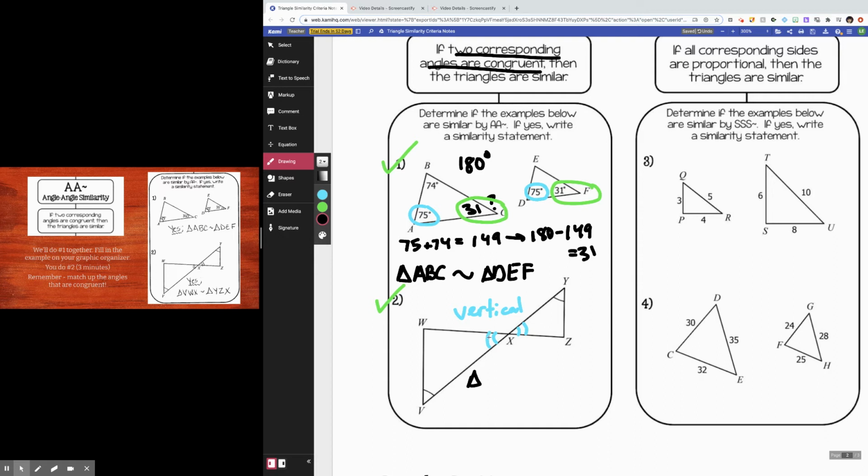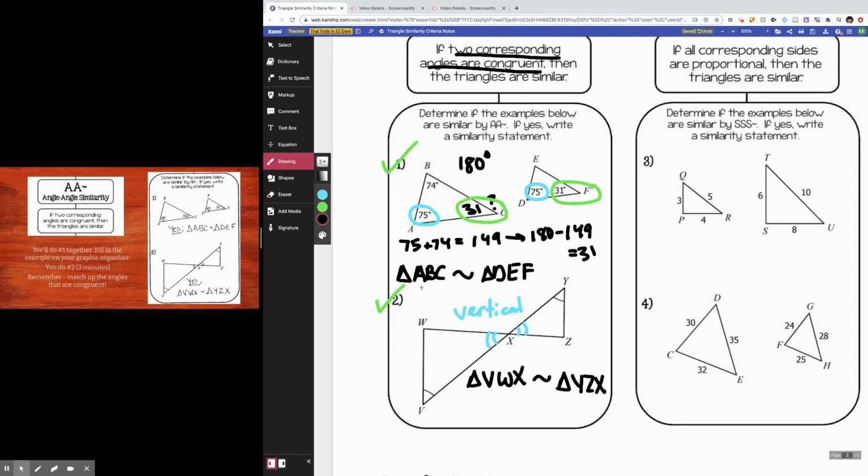Whatever order I write the first triangle in, I have to write the second triangle in the same order. So if I write triangle VWX, I went from one mark to no marks to two marks. So I have to do the same order with the other triangle: one mark, no marks, two marks. So triangle YZX is the same order, and then I'm going to put the little tilde in between them.